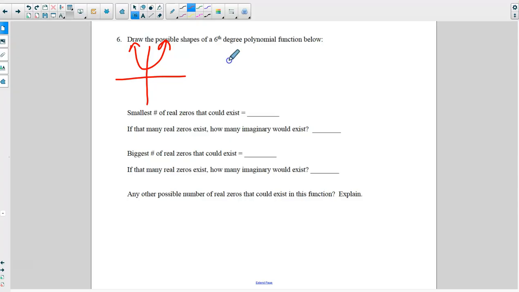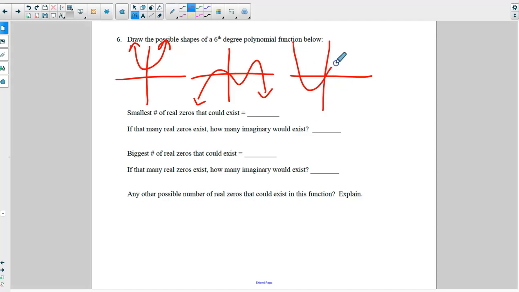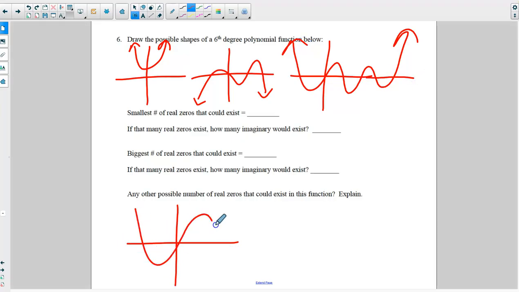It could also look something like this. It could look like that. And I'll draw one more. Could look like that. And there's tons of different possibilities, like it can look like all these different things. But what's the smallest number of times it has to cross?